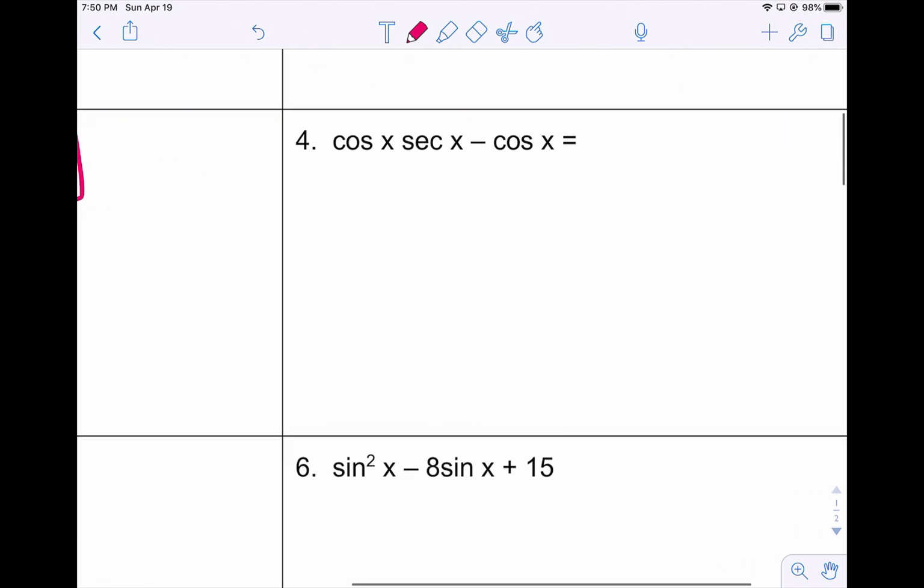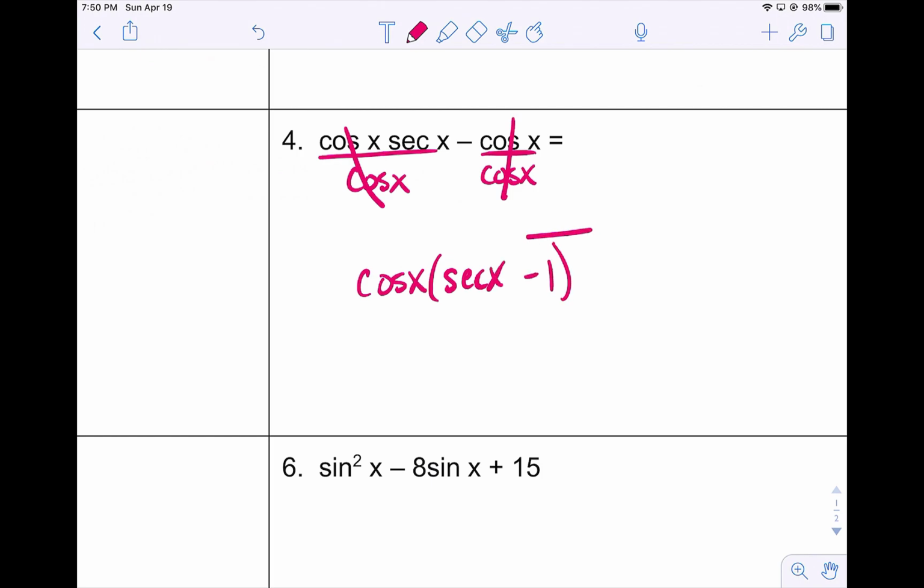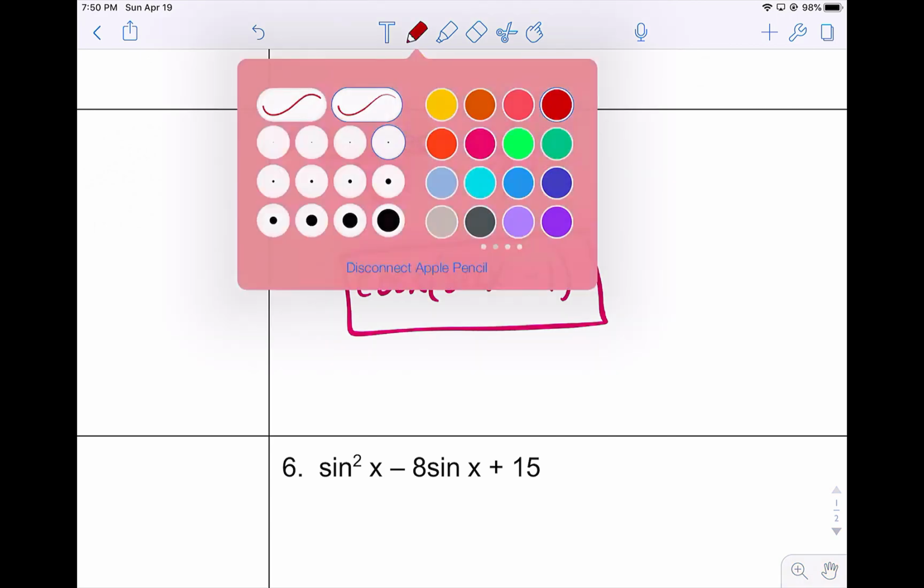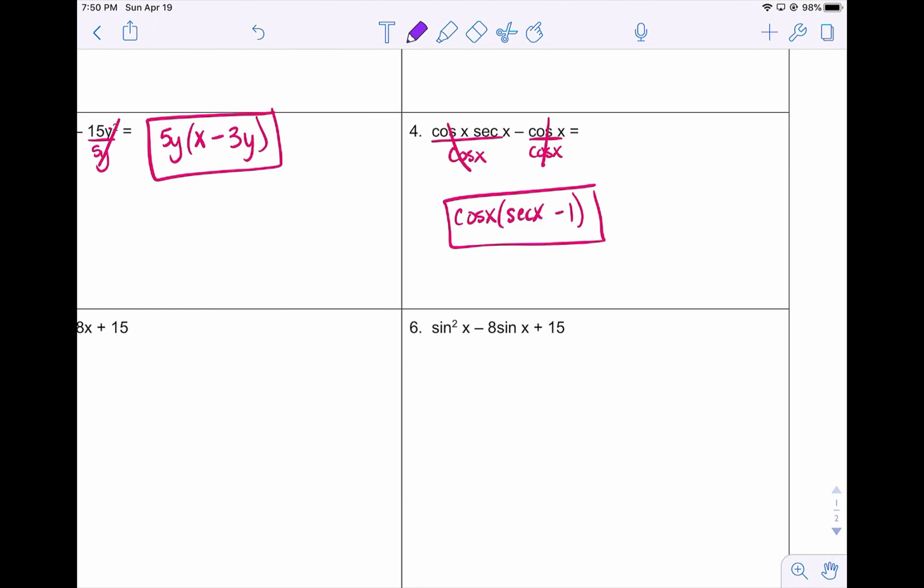The same thing applies with trig. Both of these have a cosine x, meaning I can factor that out. I am left with secant x and a minus 1. The learning task for this week on task 1 will just be about factoring.